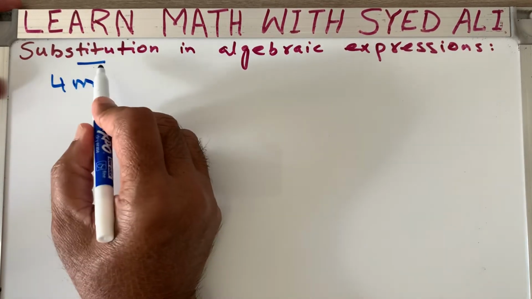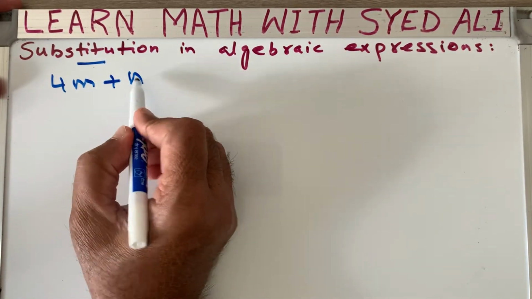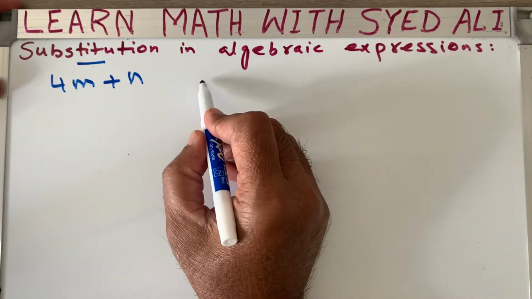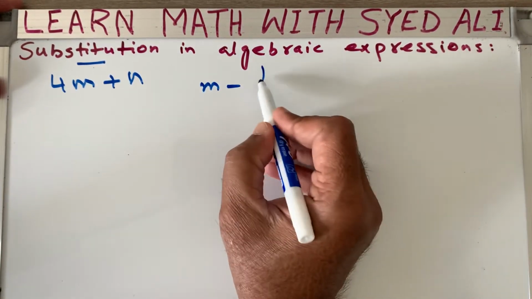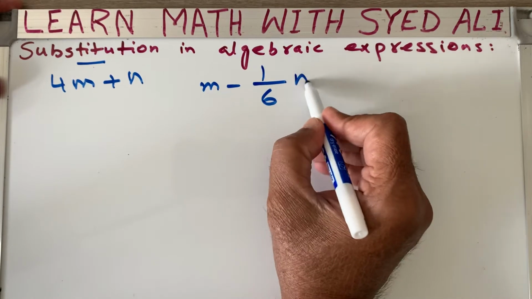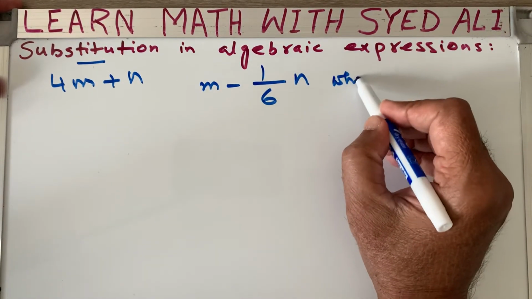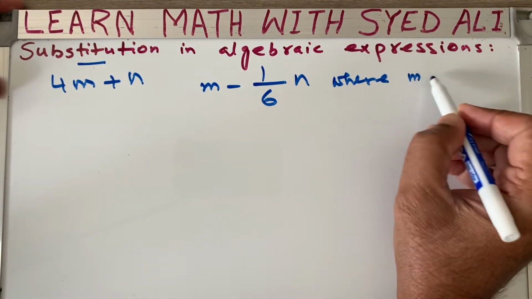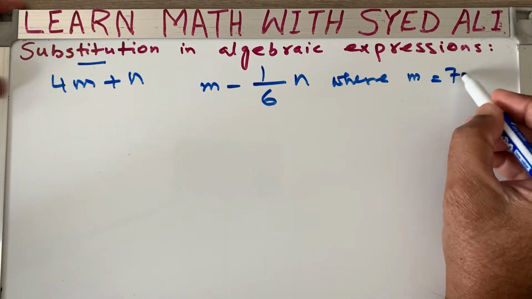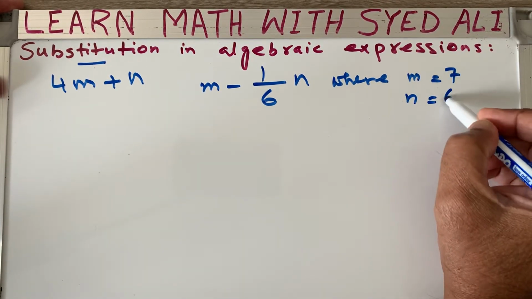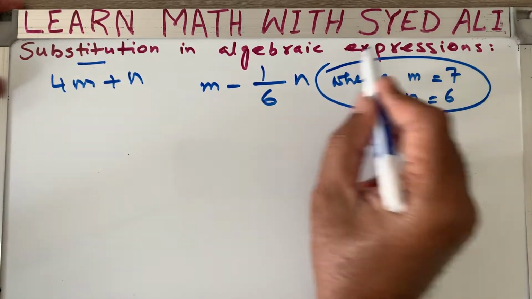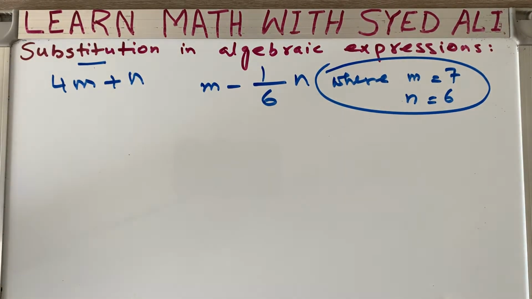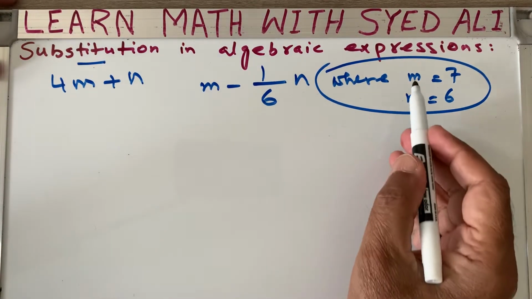Let's say our expression is 4m plus n, and another expression is m minus 1 over 6n, where m is equal to 7 and n is equal to 6. Now we have these values for the variables. So what we need to do is substitute these values. The two words are substitute or plug in. Plug in these values.